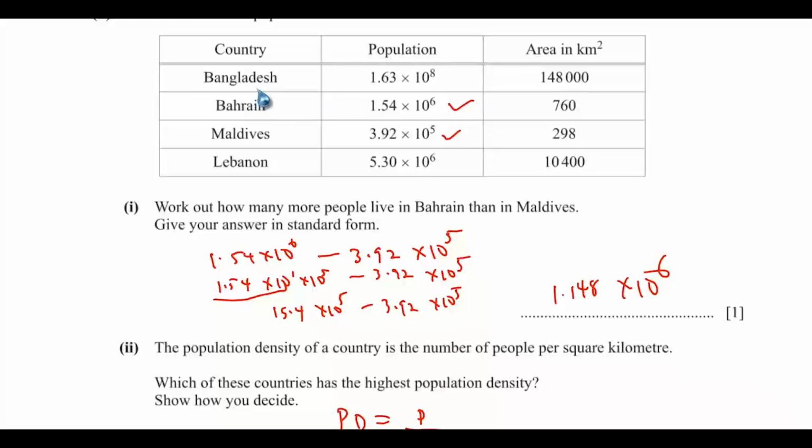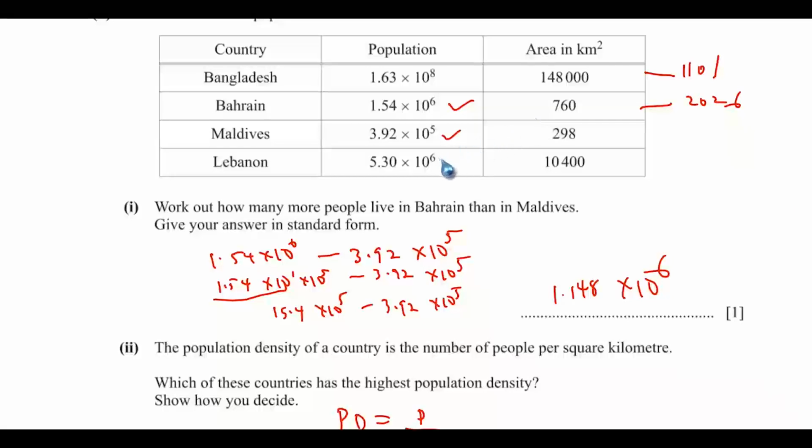For the first one, Bangladesh, it should be 1.63 times 10 to the power of 8 divided by 1480000. If you do this, the population density should be approximately 1101. For Bahrain, it should be 1.54 times 10 to the power of 6 divided by 760. If you do that, you should get 2026 as the population density.